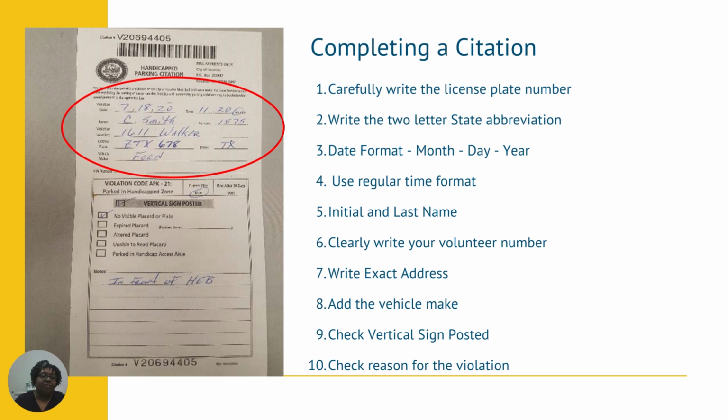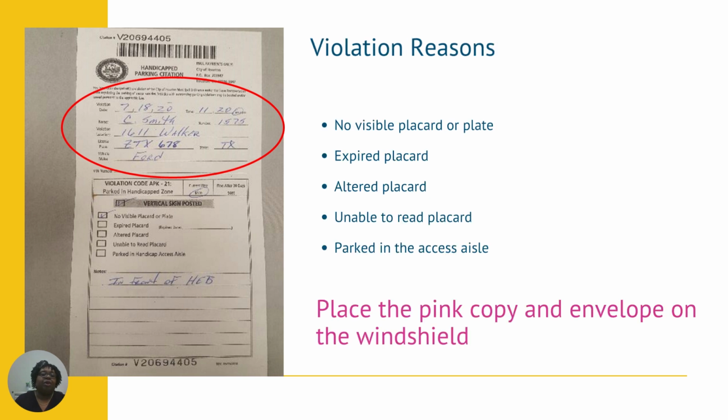Again, write the exact address, add the vehicle make, and then you will check off that there was a vertical sign posted, because that's one of the first things you looked at before you began writing the citation. And then there'll be the reasons listed why you were issued a citation, and you check off the reason. The reasons include no visible placard or plate, expired placard, altered placard, unable to read placard, parked in the access aisle.